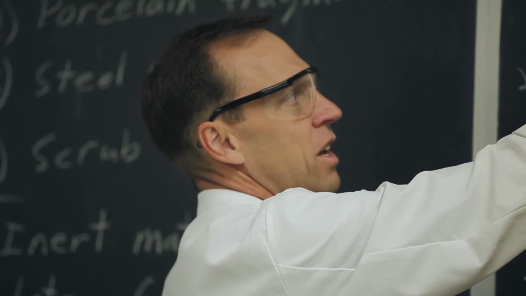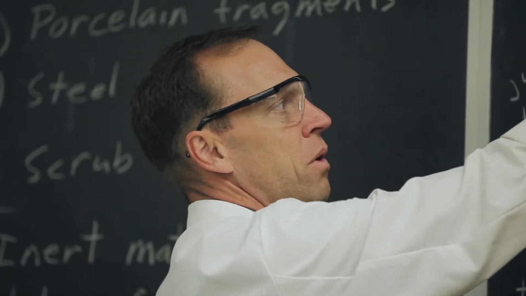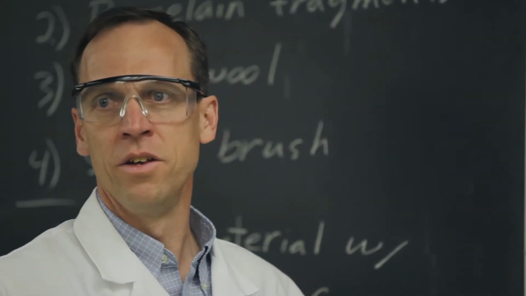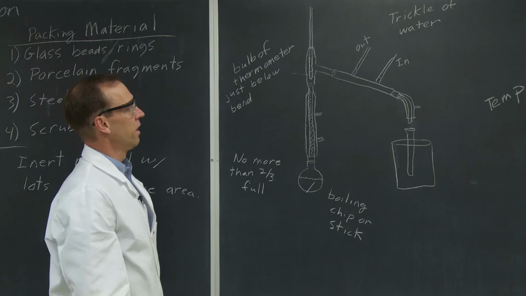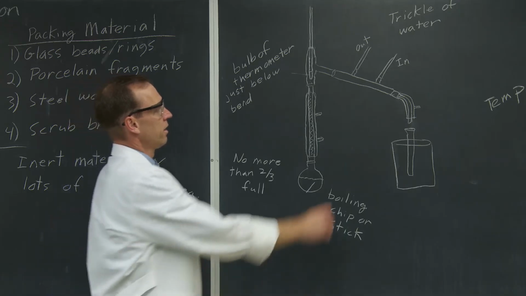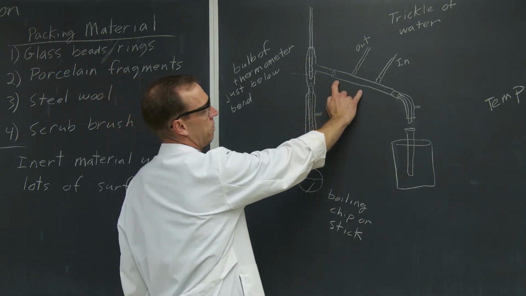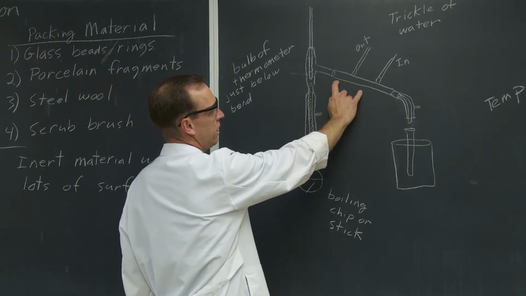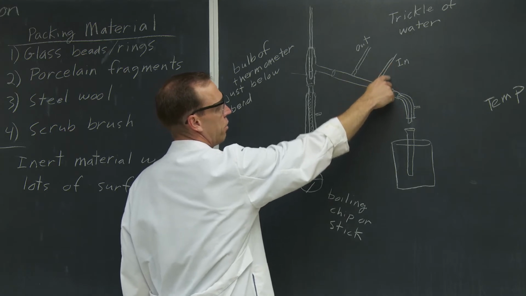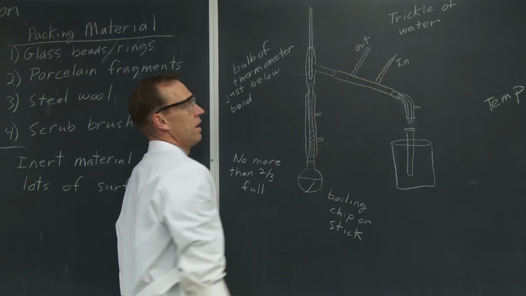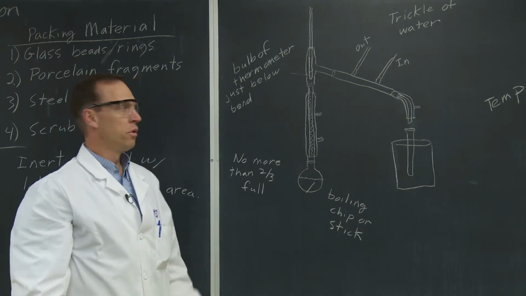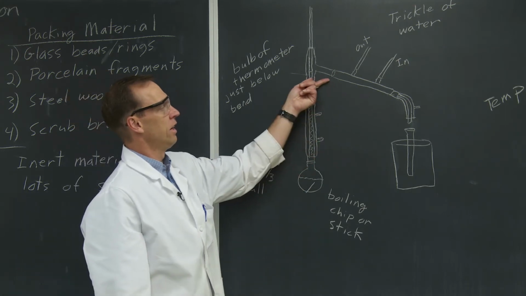Sometimes if the thermometer bulb is too high, then you'll have a lower boiling point that you'll measure. And then you have your condenser that's hooked on next. You want to make sure that the water is coming in the bottom and then out the top. That allows for complete filling of the condenser.